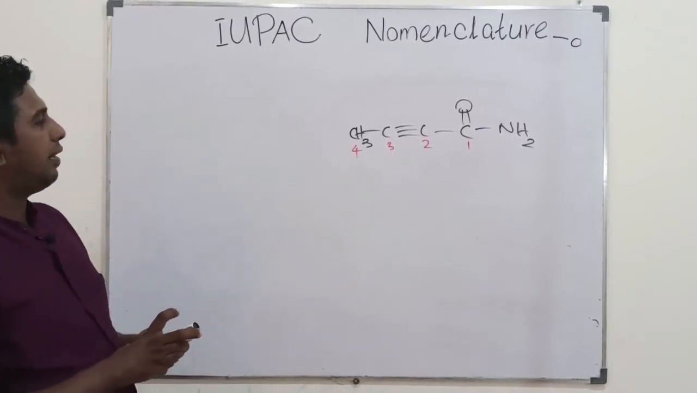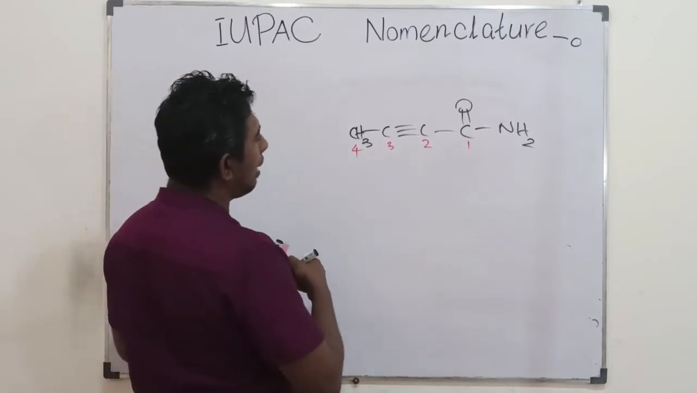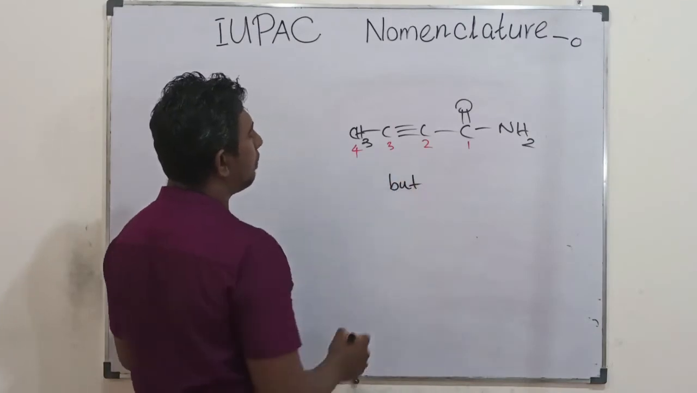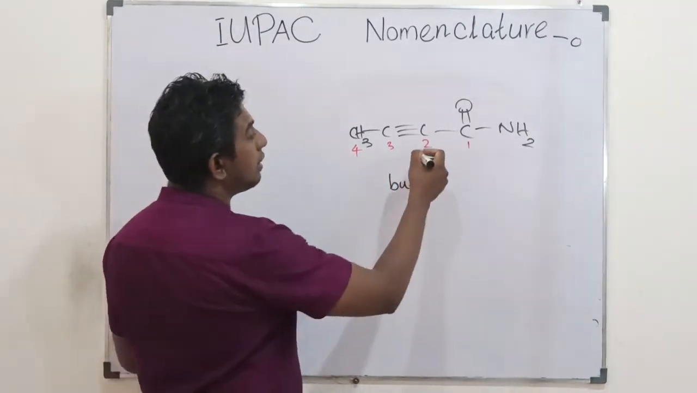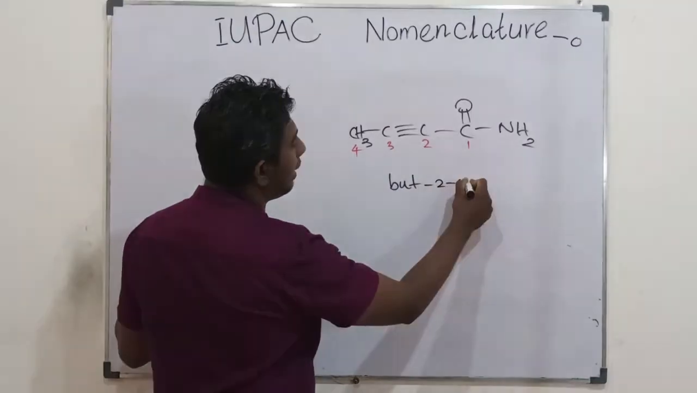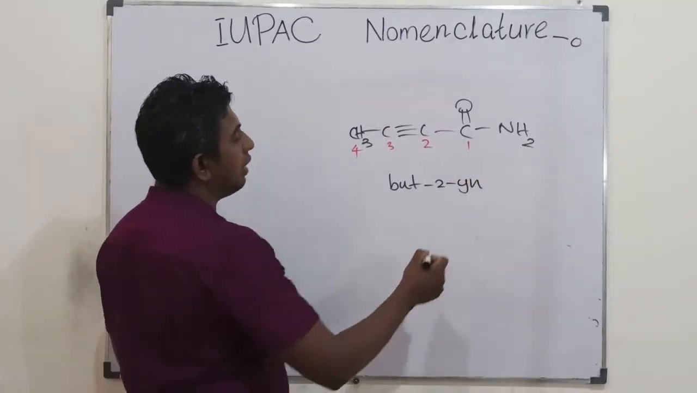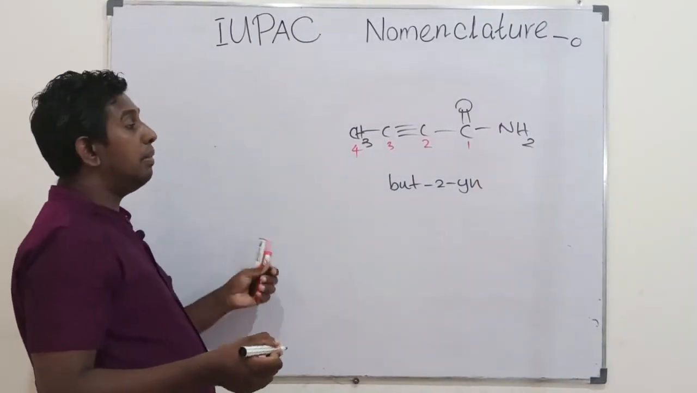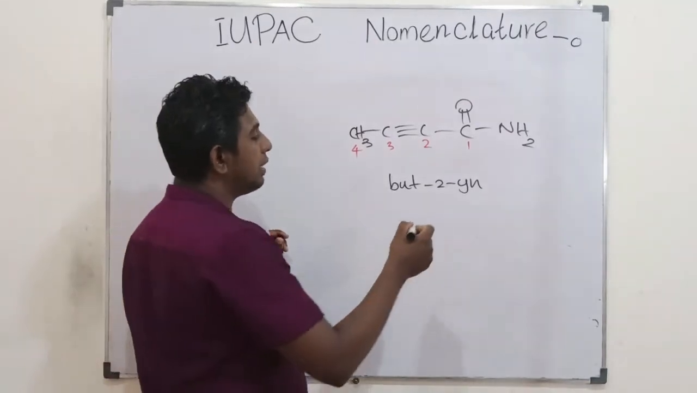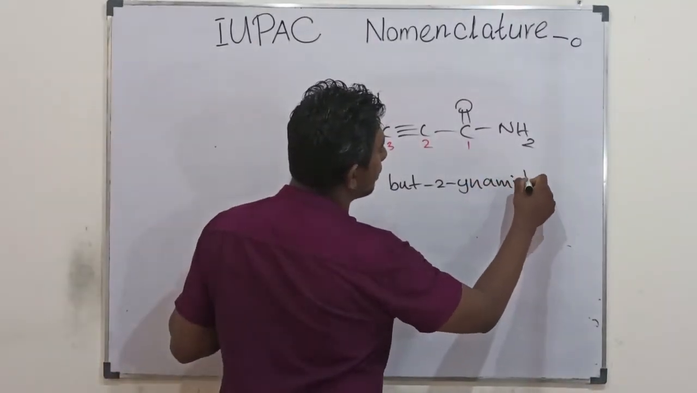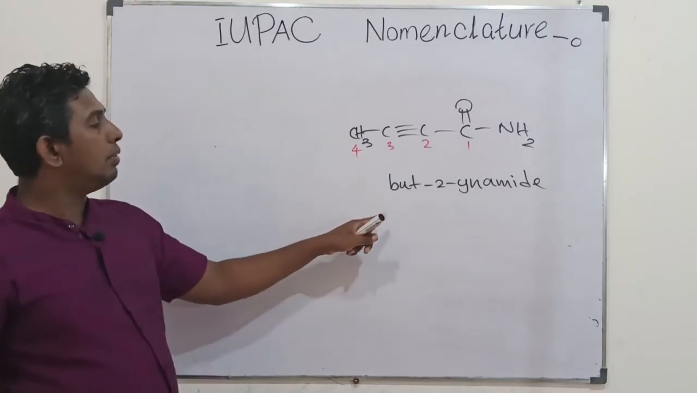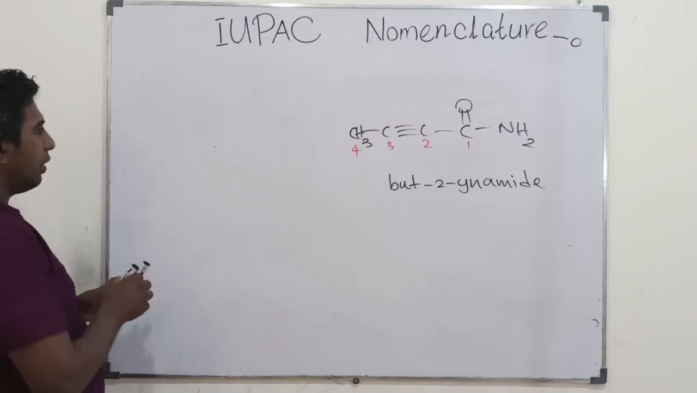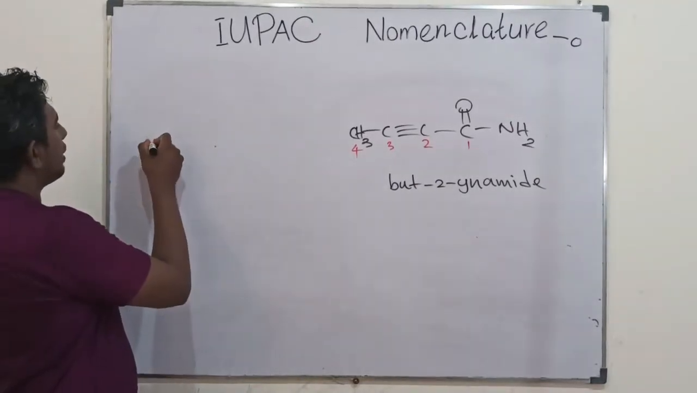So students, here you have 4 carbons, it's but. Then on the second you have an alkyne, 2-yne, we cut the vowel sound, and 1-amide. When it is 1, the main functional group's number, we do not mention that. It is amide. But-2-yne-amide is the name. Okay, so I will give you something like this.